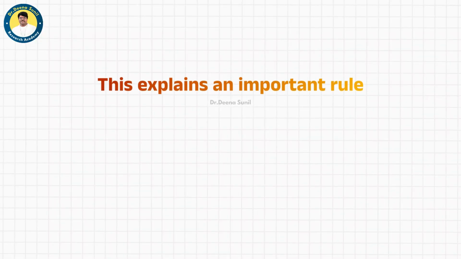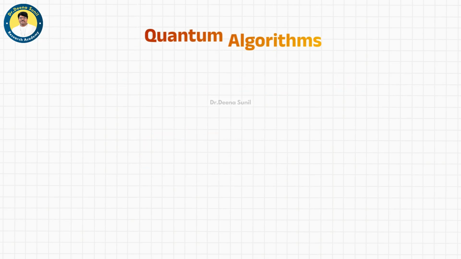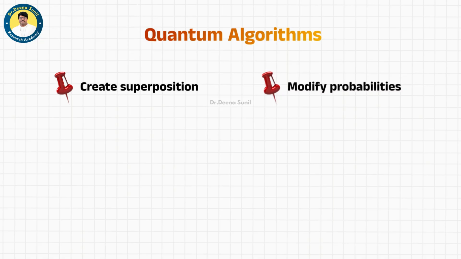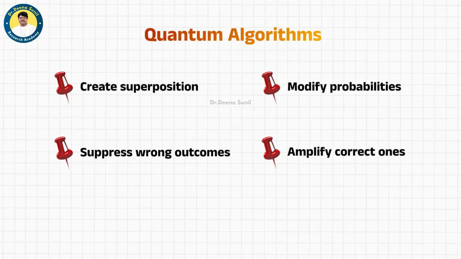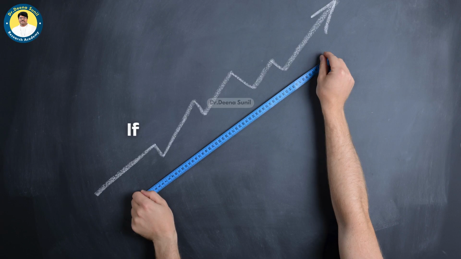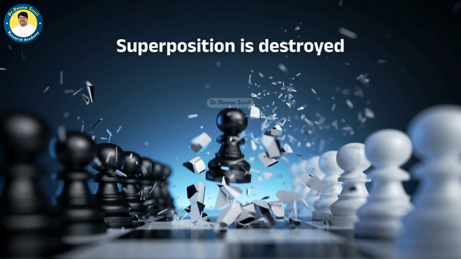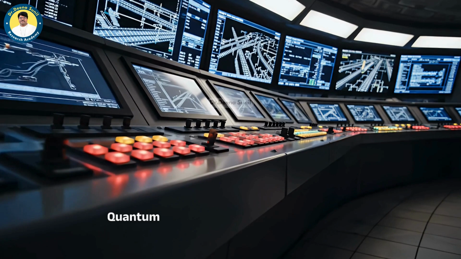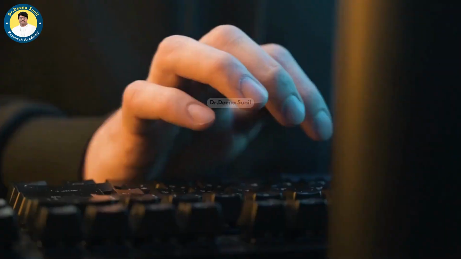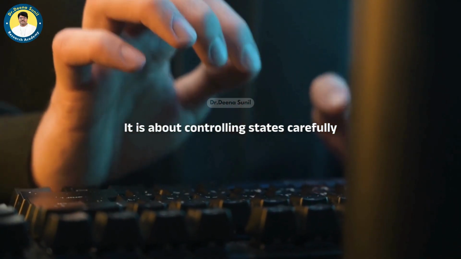This explains an important rule. Quantum computation happens before measurement. Quantum algorithms create superposition, modify probabilities, suppress wrong outcomes, amplify correct ones, and measure only at the end. If you measure too early, superposition is destroyed. The computation fails. Quantum computing is not about observing. It is about controlling states carefully.